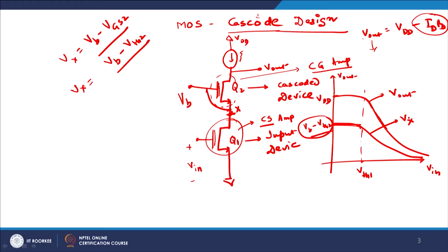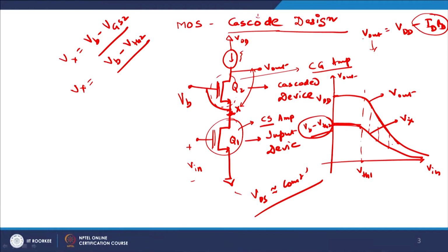Similarly, since your V out is falling, your Vx has to also fall, so that VDS of Q2 is almost constant. Therefore, you see it is almost the same drop between the two, initially when V in is relatively just larger than VTH1.